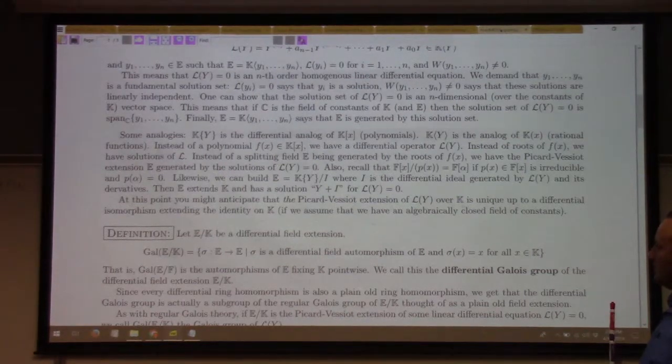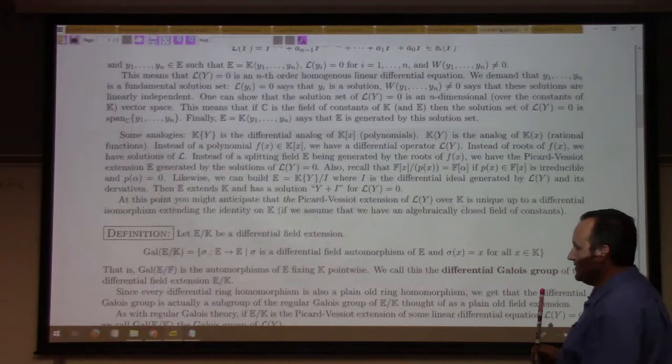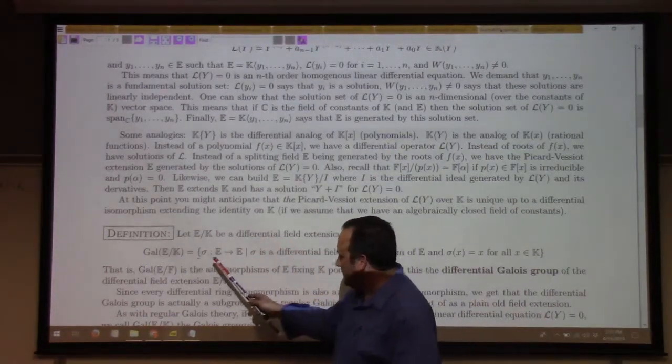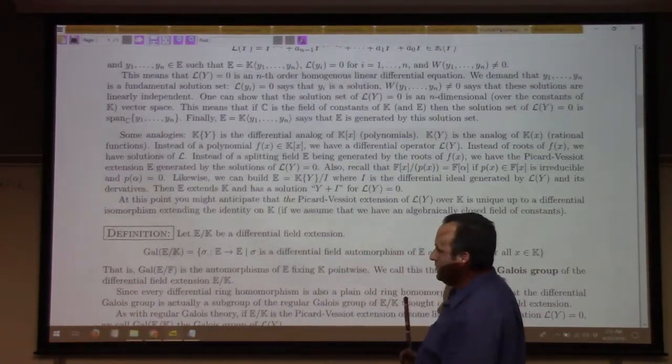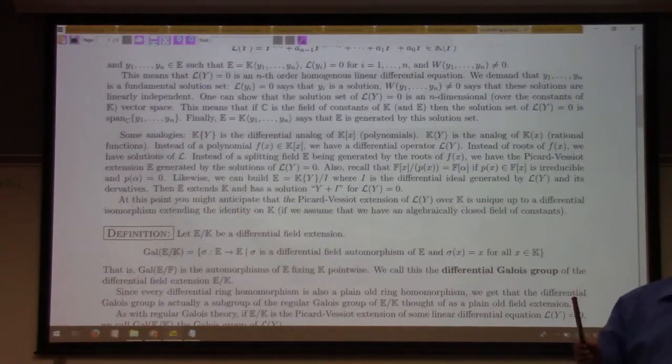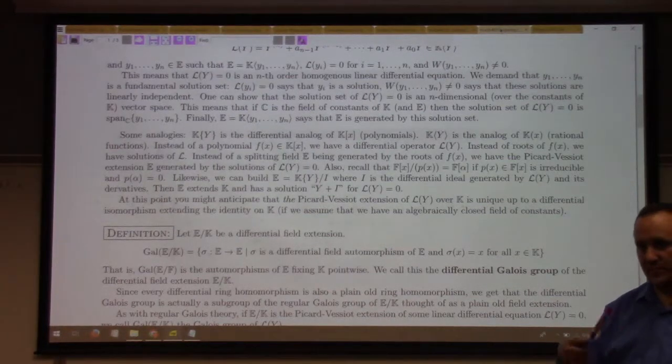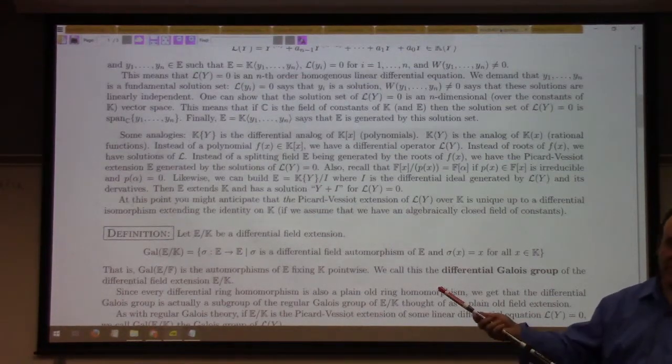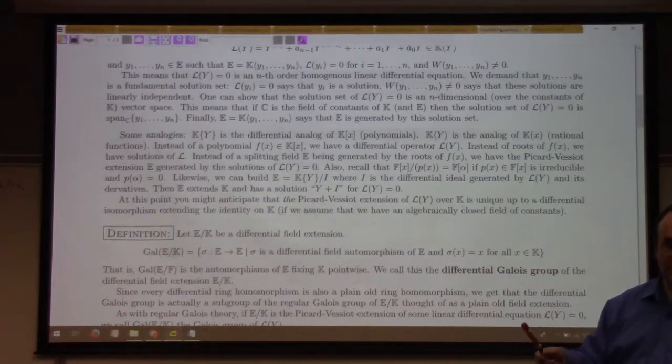I wonder. Usually at the point when somebody says something like that, there's a follow-up, and it's not quite that, isn't there? But anyway, here's the definition. E over k, a differential field extension, the differential Galois group of E over k is the differential field automorphisms of E, which means it's a differential homomorphism like we talked about last time, right? And it's also a bijection from the thing to itself.